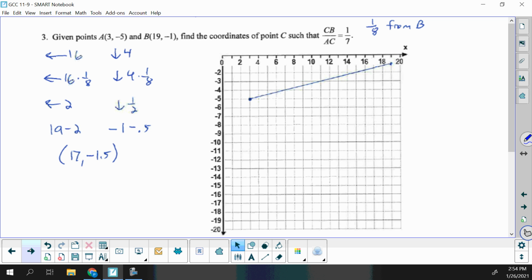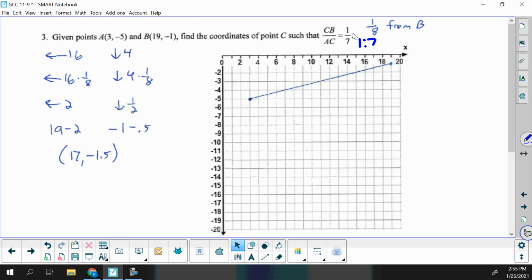And we have a ratio of 1 to 7. So that means CB is 1 part out of 8 total parts. So that 1 over 7 is just like if we had said 1:7, like we've seen in the other ones. So if we're going from B, because we took the 1, 19 to 3 is 16 to the left. -1 to -5 is down 4.